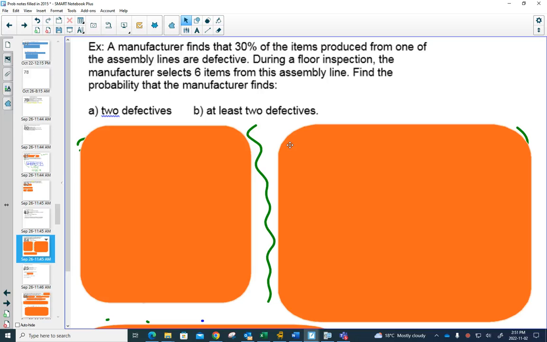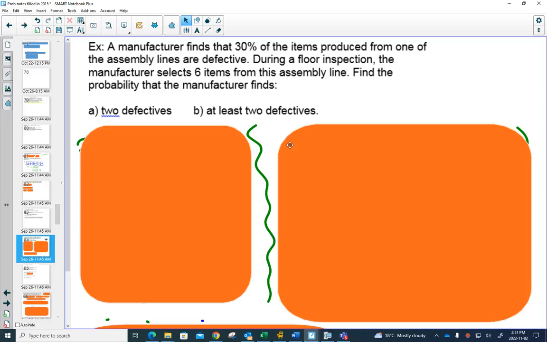So a manufacturer finds that 30% of items produced from one of the assembly lines are defective. During a floor inspection, the manufacturer selects 6 items from the assembly line. Find the probability that the manufacturer finds 2 that are defective.